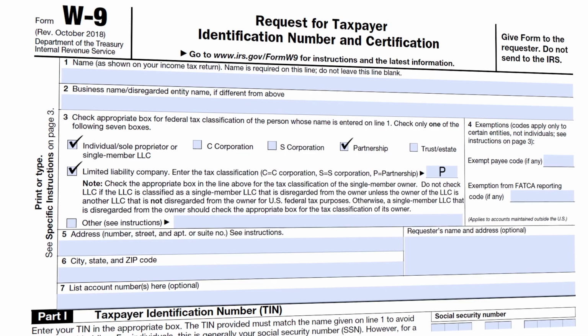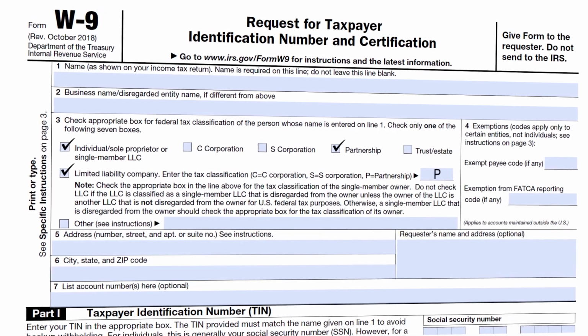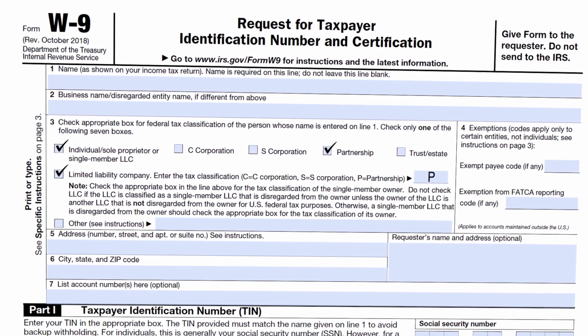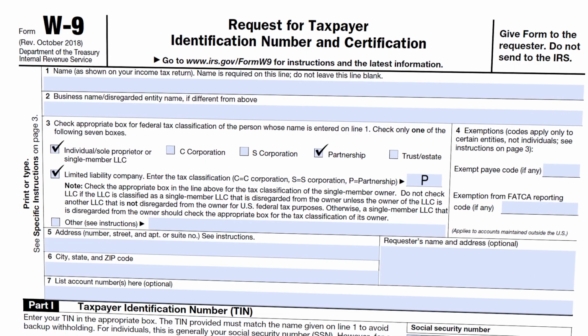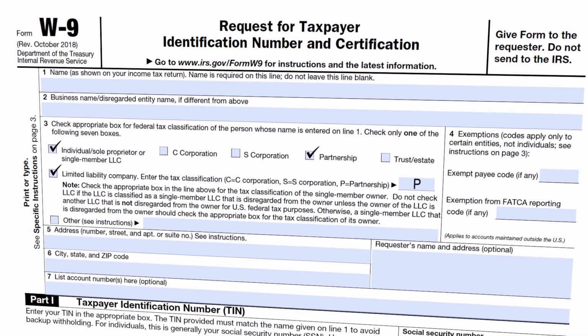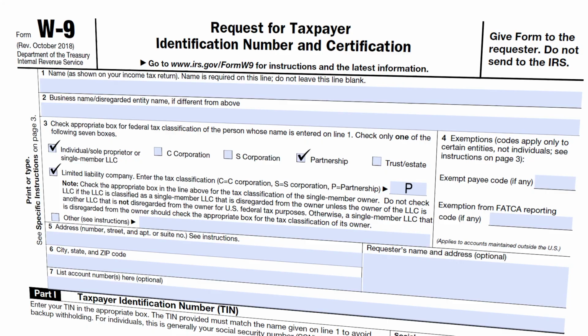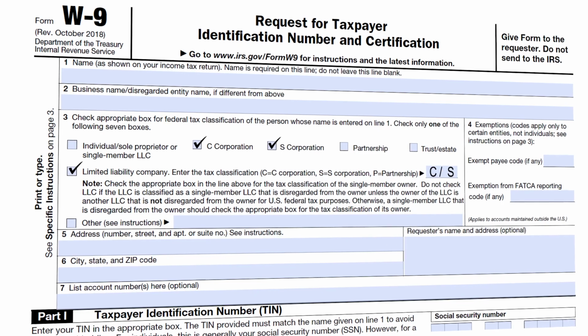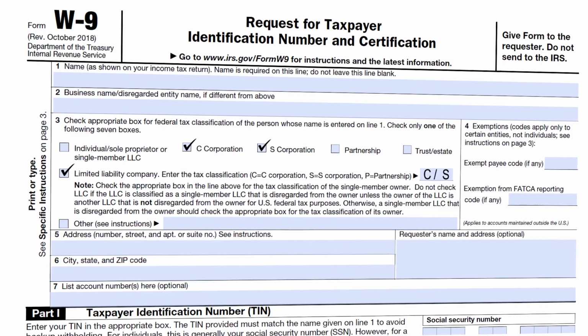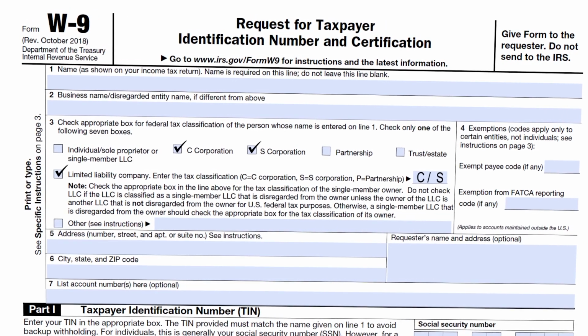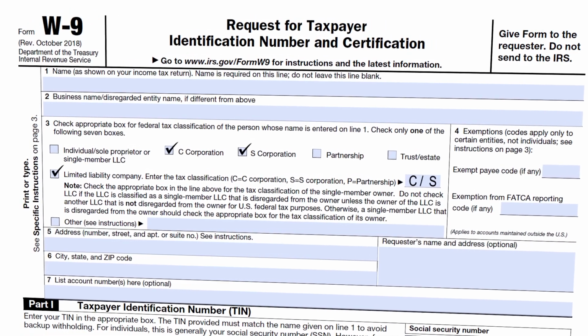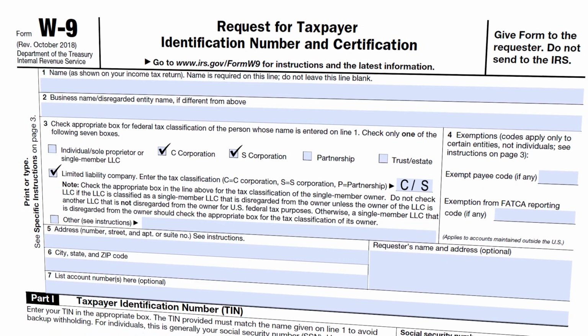Based on how the W-9 is completed, look to Section 3, and if the first box is checked for individual, sole proprietor, or single member LLC, or the fourth box is checked for partnership, or the fifth box is checked, limited liability company with the letter P for partnership, then send them a 1099. Conversely, if the second box is checked for C Corporation, or the third box is checked for S Corporation, or the fifth box is checked for limited liability company with the letters C or S added, then you do not send them a 1099.